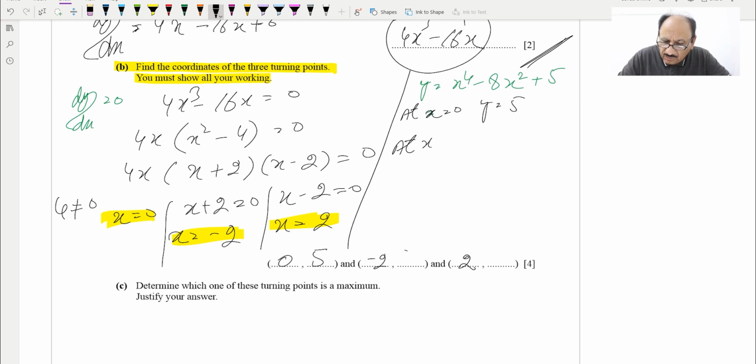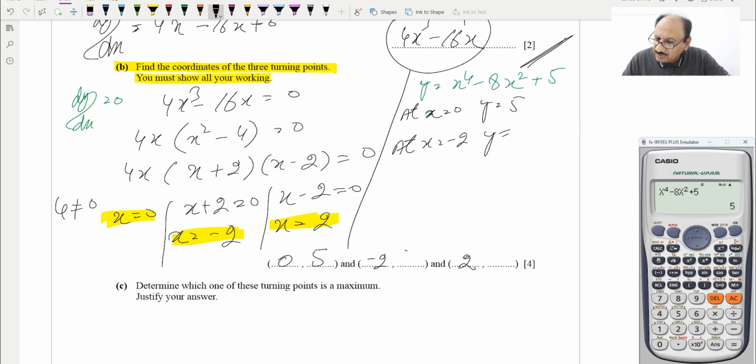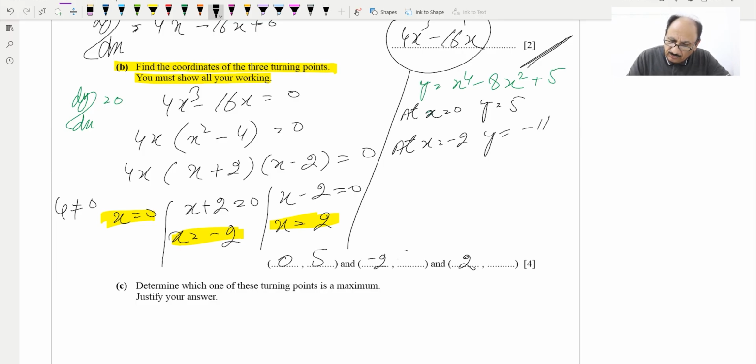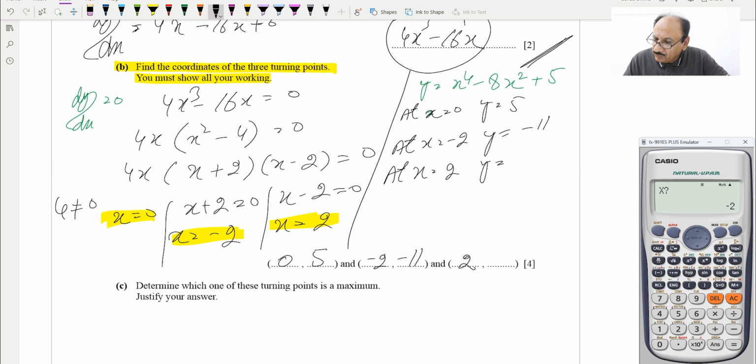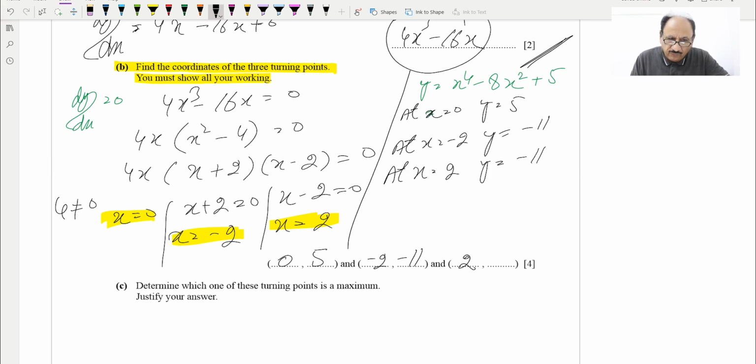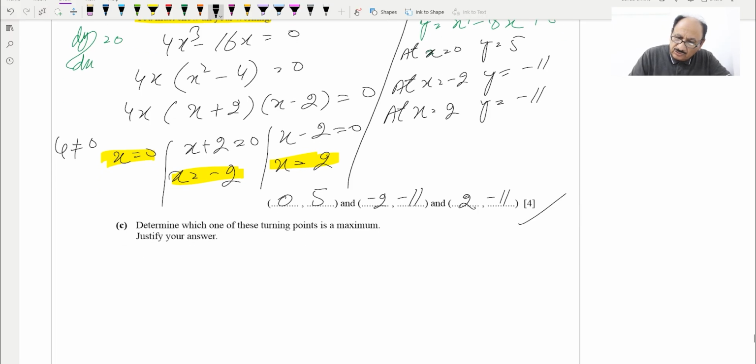And at x is equal to minus 2, y will be equal to, we will substitute here and calculate for minus 2, and this will give us minus 11. So this will be minus 11, and what will be the next value? So at x is equal to 2, y will be equal to, calculate for 2, and this is giving us minus 11. For both it is minus 11, so it's fine. So this one is for 4 marks.